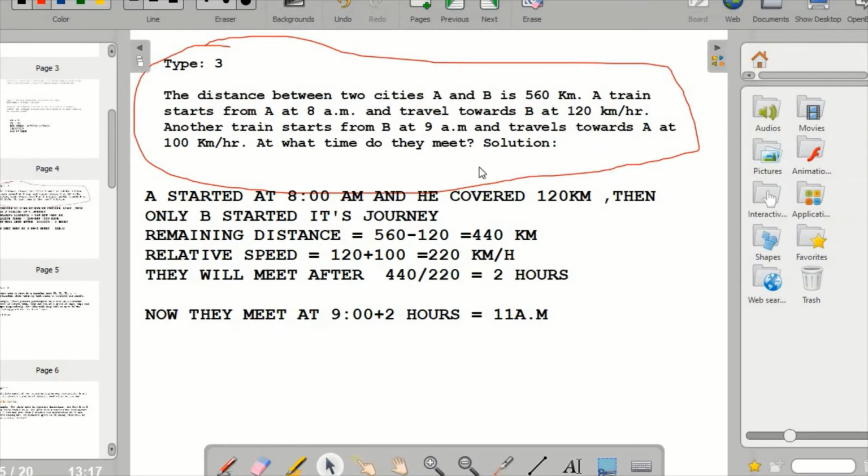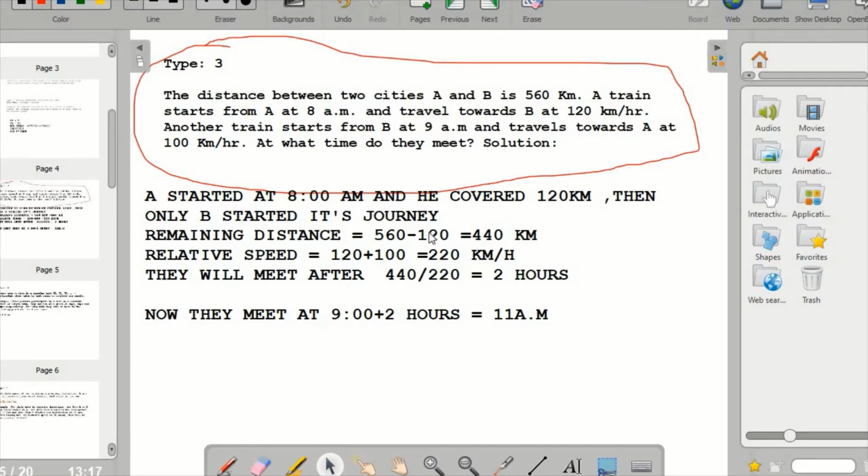The other train started from the opposite city, in the opposite direction, from B at 9 a.m., and its traveling speed is 100 kilometers per hour. So we have to find at what time they will coincide or meet. So here we have to find the remaining distance between the two trains' travel.